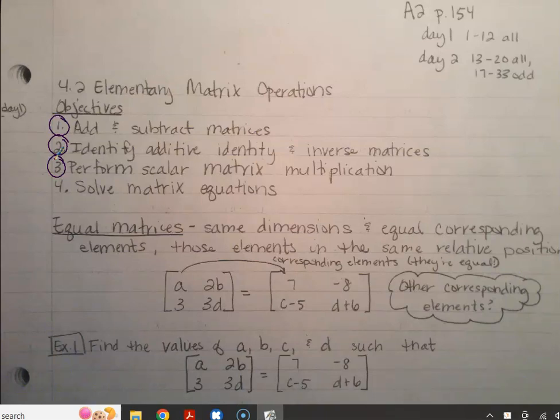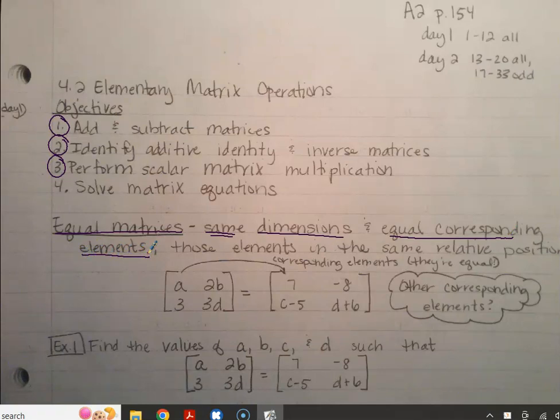Okay, so first of all, let's look at the definition of equal matrices. Equal matrices have the same dimensions. They have to have the same dimensions, so a 2 by 3 and a 2 by 3, or a 3 by 4 and a 3 by 4. And they have to have equal corresponding elements. Those are elements in the same relative position.